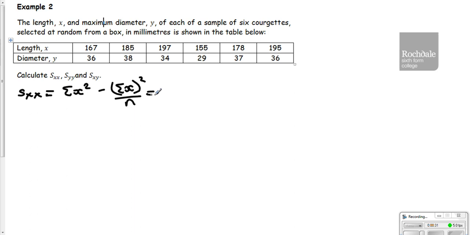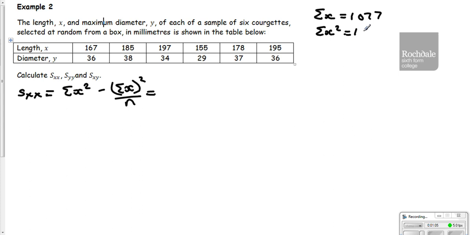And so we need to work out each of these quantities. Now you'll remember these from working out the variance earlier on in the course. So sigma x, you should know, means just add up all those x values. And if you add them up, you get 1077. Sigma x squared, from working out the variance, you should know, hopefully, that we square them first, then add them up. So you would do 167 squared plus 185 squared, and so on. So have a go at doing that now. Pause the video.